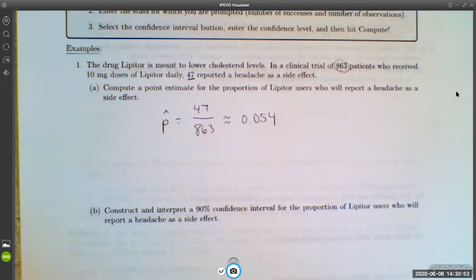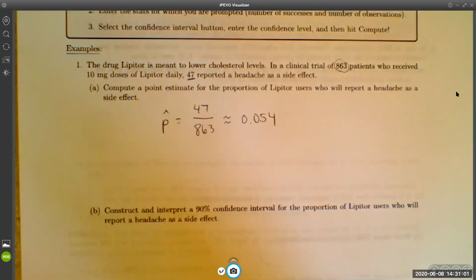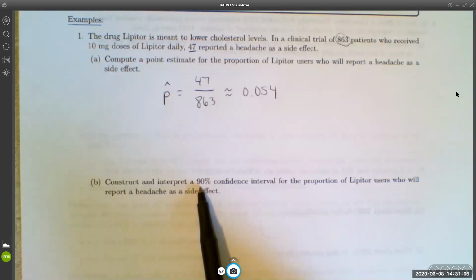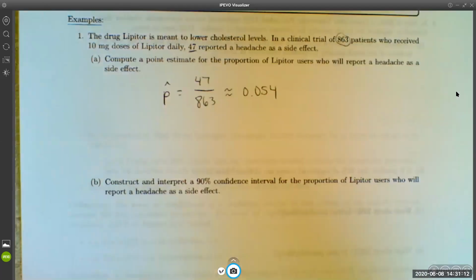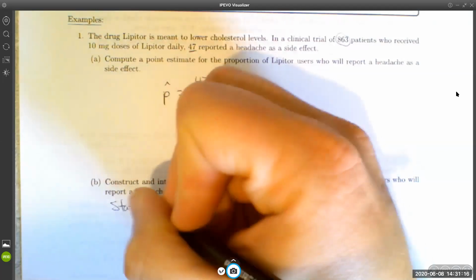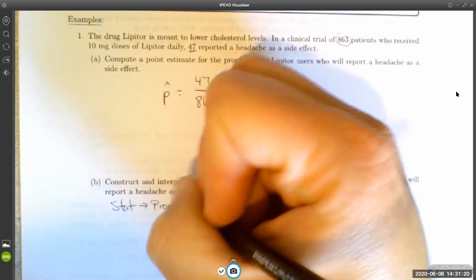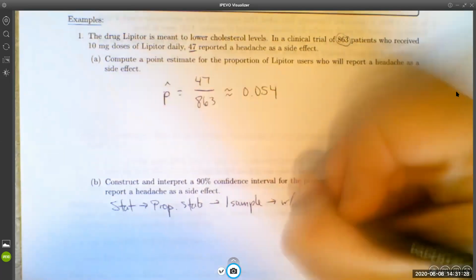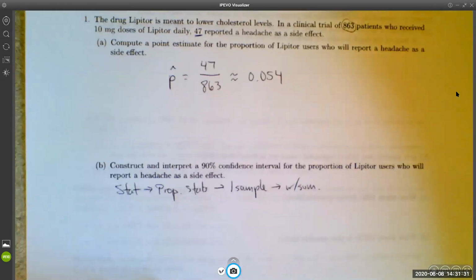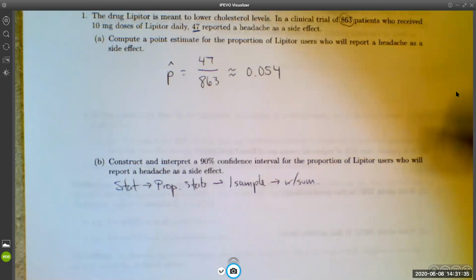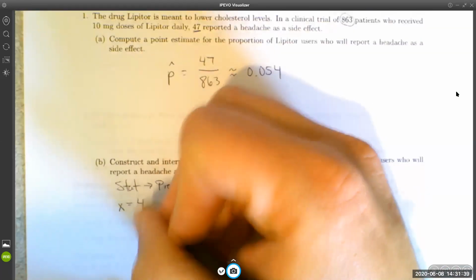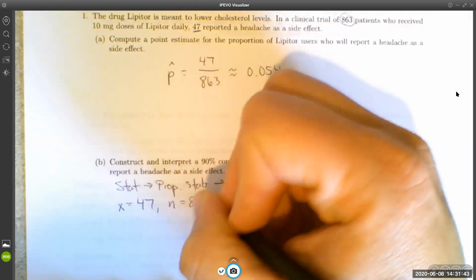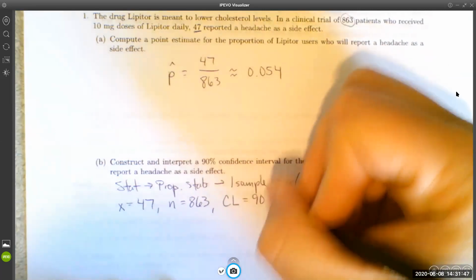Now part B says construct and interpret a 90% confidence interval for the proportion of Lipitor users who will report a headache as a side effect. So this 90% thing, this is our confidence level. This is how confident we want to be that our interval actually contains the population proportion. So to get that, we go Stat, Proportion Stats, One Sample, With Summary. Because we don't have the raw data, we have a summary. When we get there, we're going to be prompted to enter the number of successes and the number of observations, right? So the number of successes in this case was 47. The number of observations was 863. And we also want to enter our confidence level, which we said was going to be 90%.